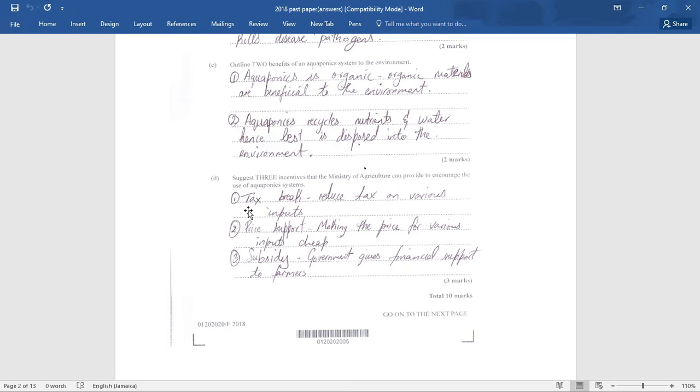pay tax on those items, so the government can reduce tax on those items, the imported items. And 2, price support, which means the government can pass laws to make sure the price for aquaponics materials are always cheap. And 3, subsidy, the government gives financial support to farmers, whether it be in land preparation, the preparation of the ponds, the greenhouses, the plants. They would purchase them or pay for those activities. So that's subsidy, which is an income to the farmer.